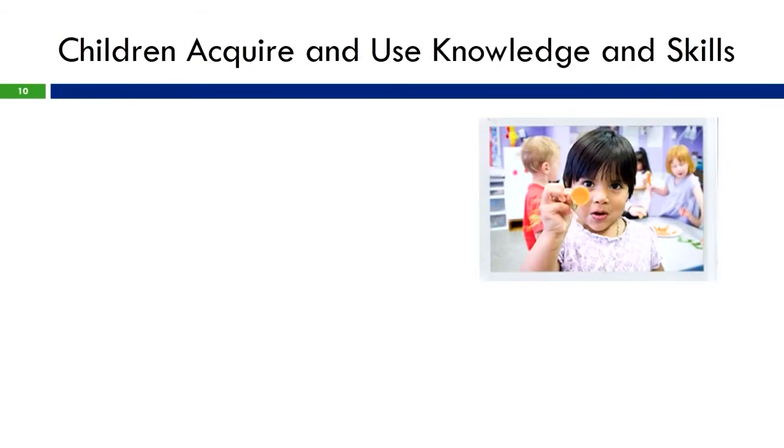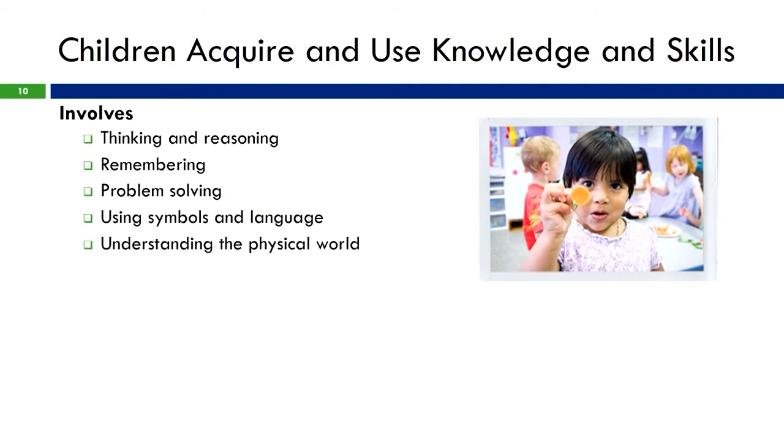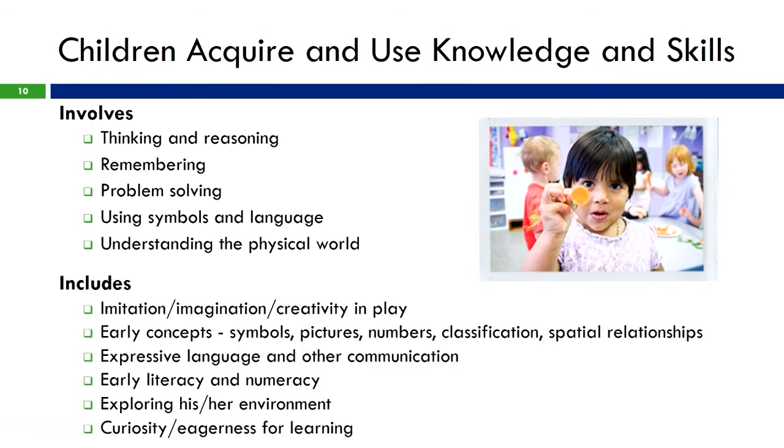The second outcome area involves children acquiring and using knowledge and skills. This outcome area involves many skills that provide the foundation for later success in school, such as thinking, reasoning, remembering, problem solving, understanding symbols, and learning new words. This outcome area includes understanding the concepts of more and less and understanding the physical world, such as knowing that a ball will roll and ice will melt. The outcome will also include being able to repeat sounds, gestures and words, expressive language, and other communication skills, and for older children, early literacy and numeracy.